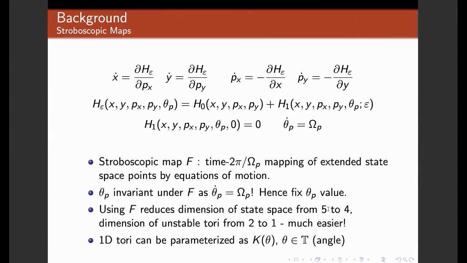So by doing this, we can reduce the dimension of our phase space from 5 to 4, and also the tori, which originally had 2 frequencies, one of those can be disregarded. So the tori go from 2D to 1D, and it's much easier to deal with these. And these tori can be parameterized using a function of one angle, k of theta.